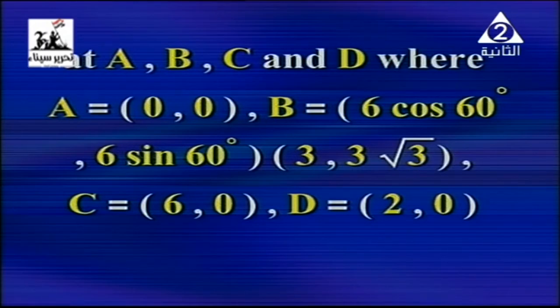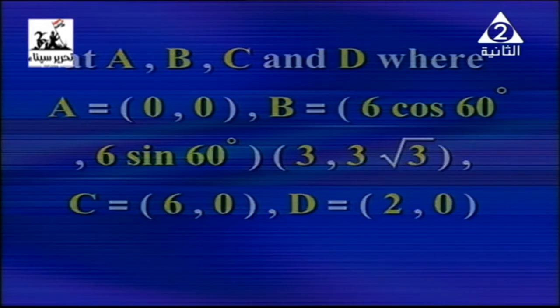Remember, for point B, 6 cos 60 equals 6 times half, which equals 3. But 6 sin 60, the y coordinate of point B, equals 3 root 3, because sin 60 is root 3 over 2, times 6 equals 3 root 3.